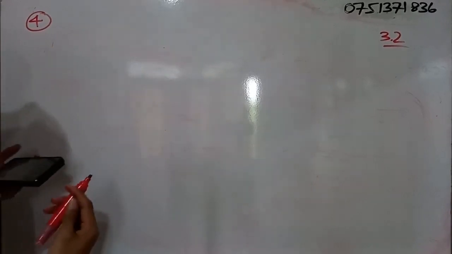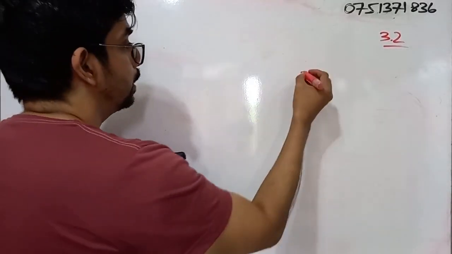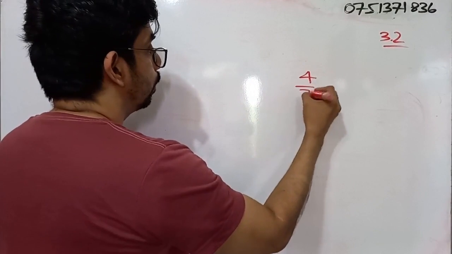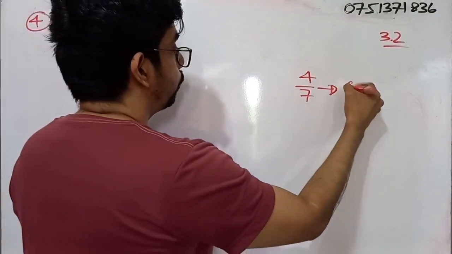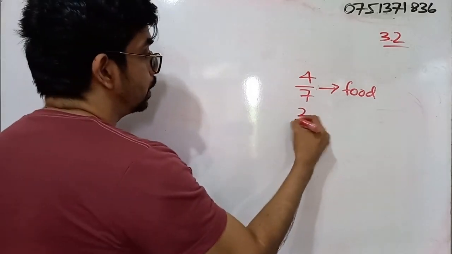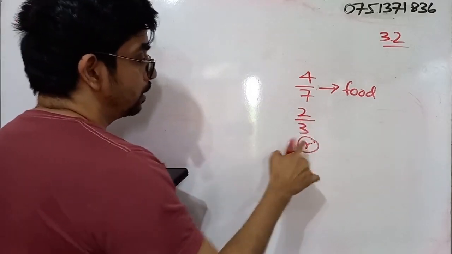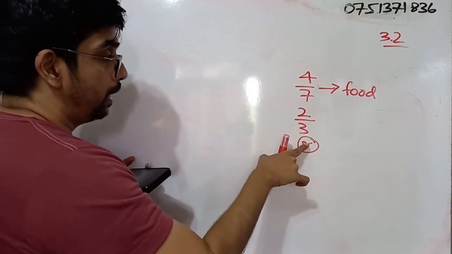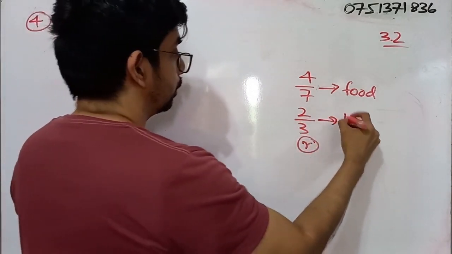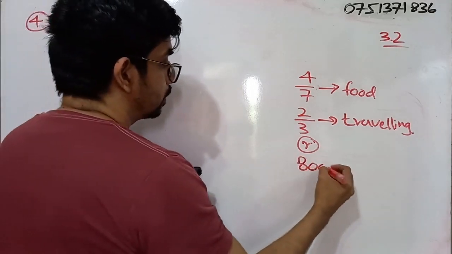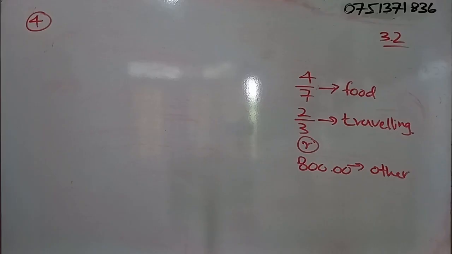Right. So we will jot the figures, right? So 4 sevens. So this much was spent for food. Then 2/3 of the remaining amount, I'll simply put an R, of the remaining amount, 2/3 was spent on what? Traveling. And 800 rupees, other expenses. Find how much Anil spent in total on the trip.